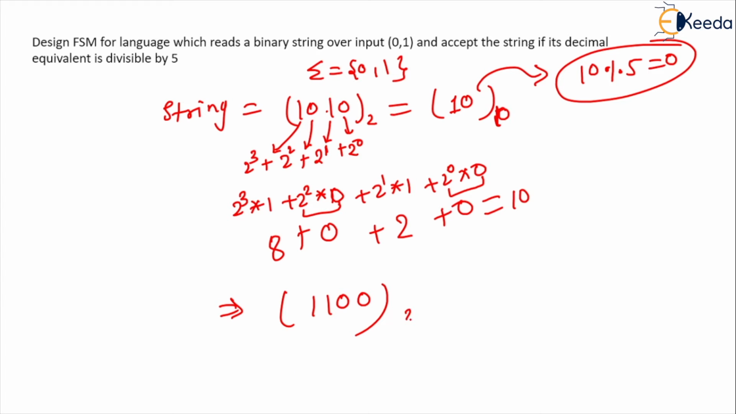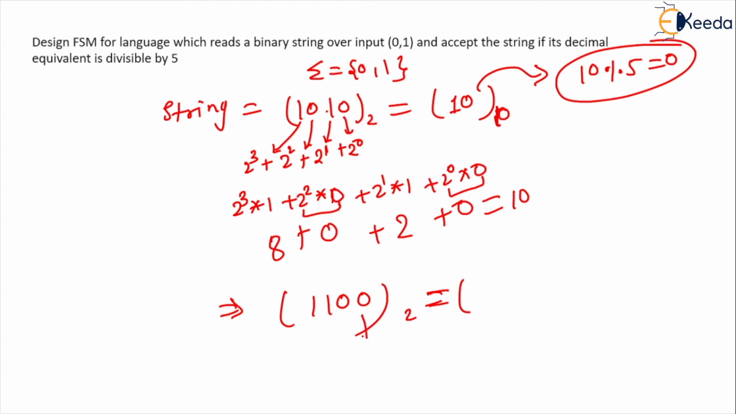Now if we write the string 1100, what is the decimal of this string? You should know how to find the decimal. There is no need to find the decimal always. We just need to find the decimal when we construct the machine. After constructing the machine, it automatically detects the decimal. But initially we should know.